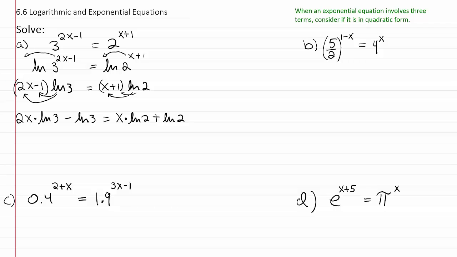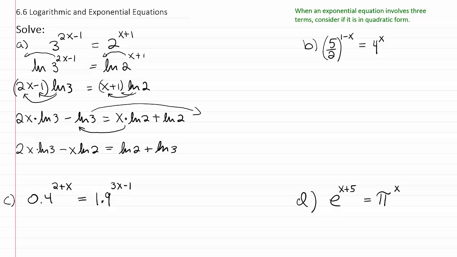All right, now we want to bring the pieces that have x connected to them together on one side and bring the numbers on the other. So I'm going to bring this ln of 3 over here, and I'm going to bring this x ln of 2 over here. So that will end up giving us 2x ln of 3 minus x ln of 2 is equal to ln of 2 plus ln of 3. So remember, the negative ln of 3 becomes positive on the right-hand side, and the x ln of 2 becomes negative when it crosses over to the left-hand side.